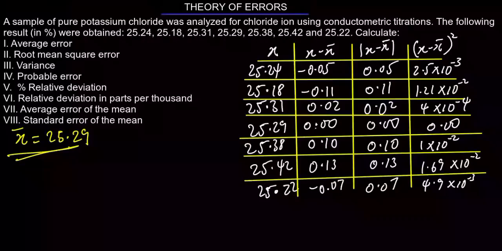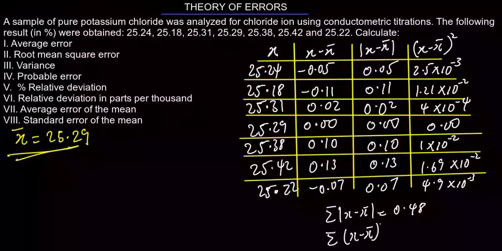Now, I've gotten that. So I'll need to get my summation of x minus x bar. I will need it, surely. Getting this gives me 0.48 if you add everything together. Next, if you add your summation of x minus x bar squared, everything will give you 0.0468. Now, this is what you have. I've gotten all this. If you are able to prepare this table, you are good to go.